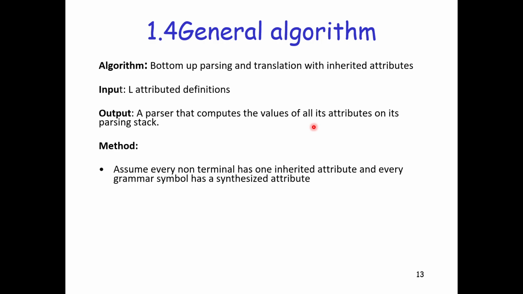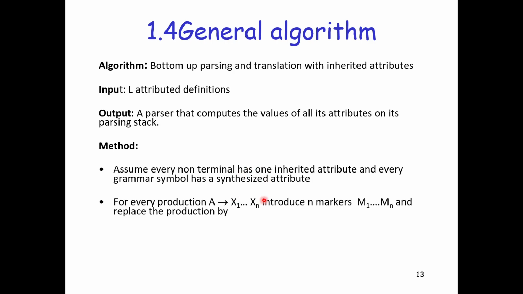After constructing the parse tree, it should evaluate all the values of the attributes also. So here we are assuming some statements for that. That is, every non-terminal has one inherited attribute and every grammar symbol has a synthesized attribute. For every production A gives x1 etc xn, introduce n markers m1 etc mn and replace the production by A gives m1 x1 etc mn xn.